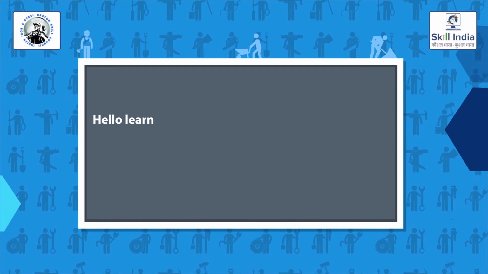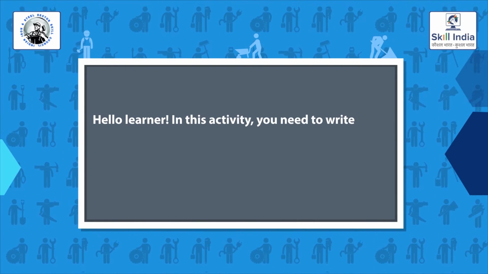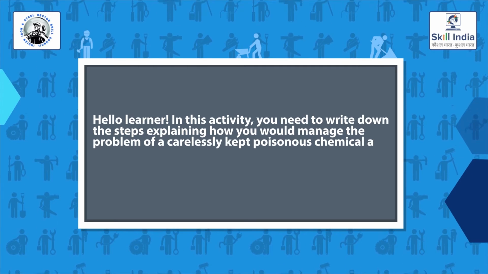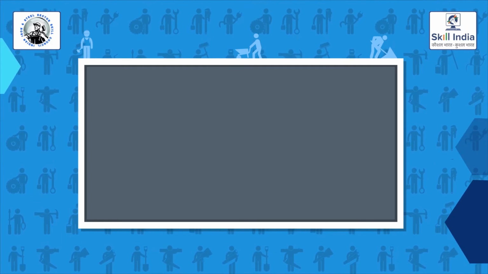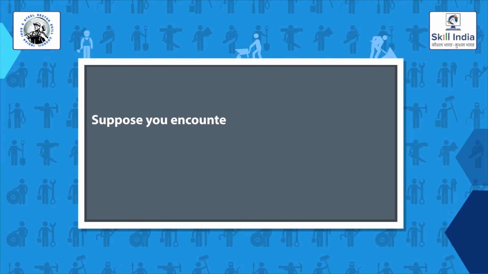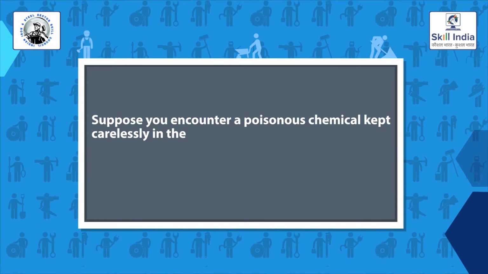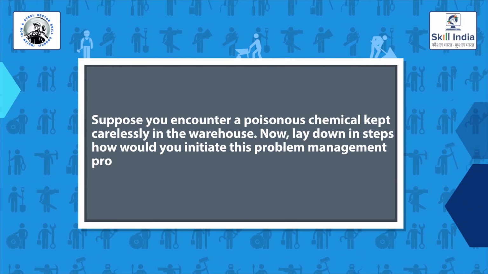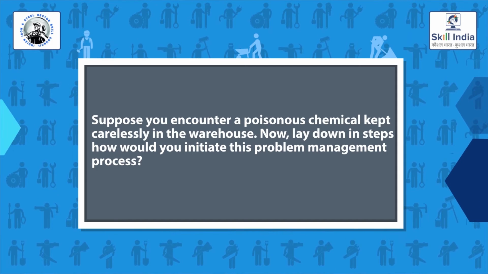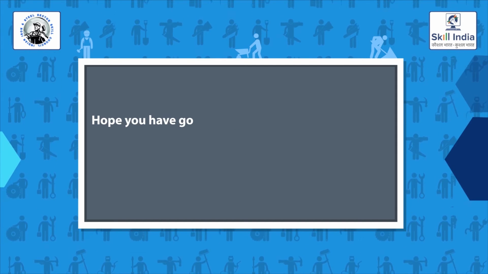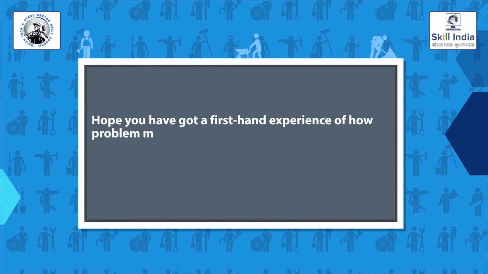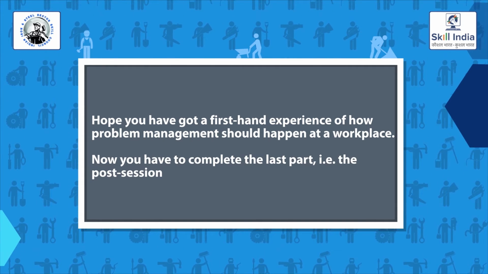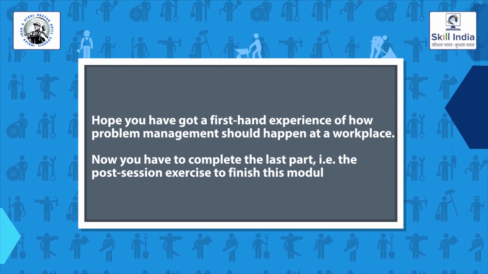Hello learner. In this activity, you need to write down the steps explaining how you would manage the problem of a carelessly kept poisonous chemical at your workplace. Suppose you encounter a poisonous chemical kept carelessly in the warehouse. Now, lay down in steps how you would initiate this problem in the management process. Hope you have got a first-hand experience of how problem management should happen at a workplace. Now you have to complete the last part, that is the post-session exercise, to finish this module.